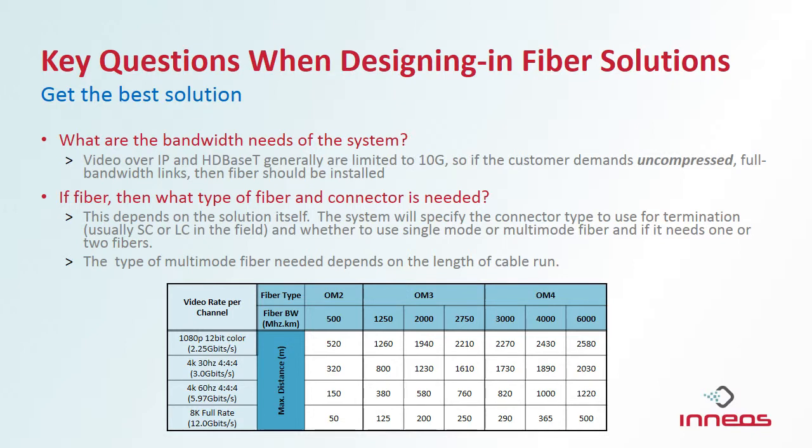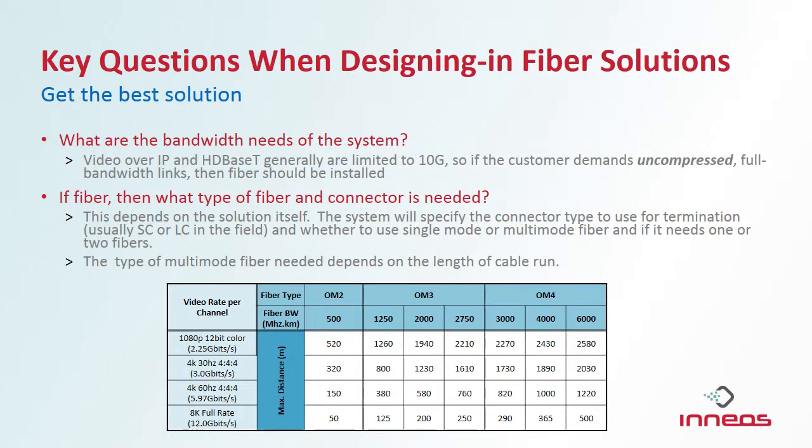The type of fiber that you use depends on your systems, and the length that you can go depends on the type of fiber that you use within that. So for example, multi-mode fiber, as you can see in this table, can go much further with OM4 classification fiber than it can with OM2 classification fiber.